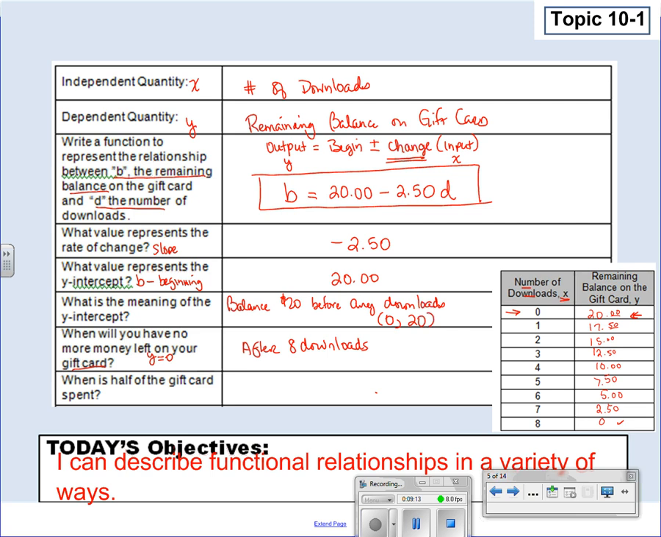Next it asks, when is half of the gift card spent? Well, half of the gift card is going to be $10. If I started off with 20, half of it is going to be $10. But the question asked is when is half of it spent? So when do I spend $10? I spend $10 after 4 downloads, or I should say at 4 downloads.